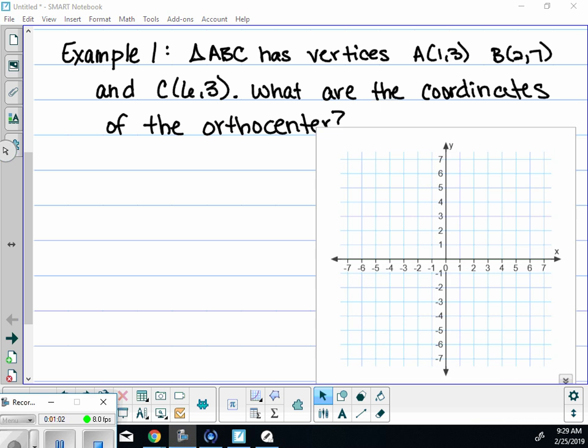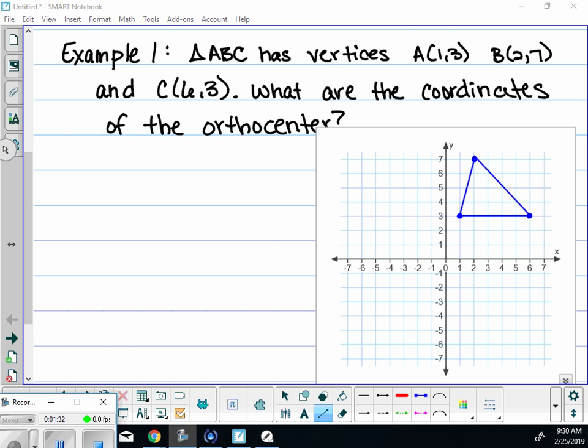So the point (1, 3) would be 1 to the right and 3 up. The point (2, 7) would be 2 to the right and up 7. And the point (6, 3) would be 6 to the right and up 3. So that would be our triangle.